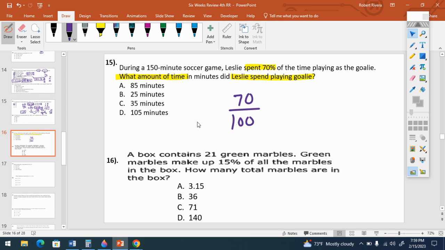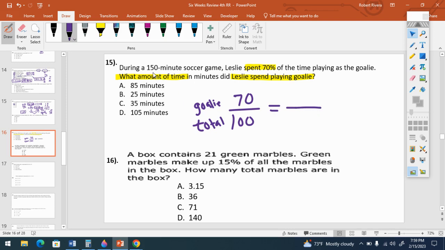The 100 is always your total in the percentage. Why did I put 100%? It's always 100. What's the 70? That's the time that Leslie spent as a goalie. So I'm going to put here goalie. This 70 is the percent that she spent as a goalie. Set up your proportion.